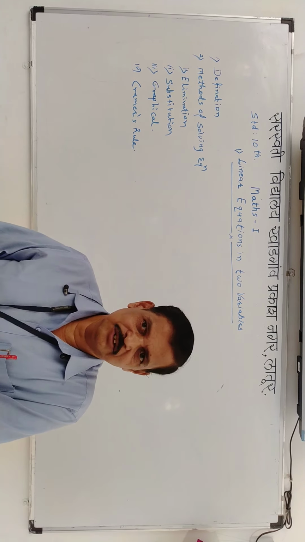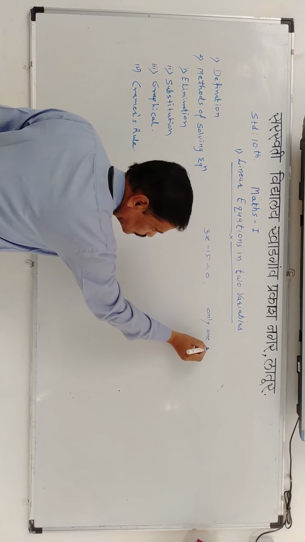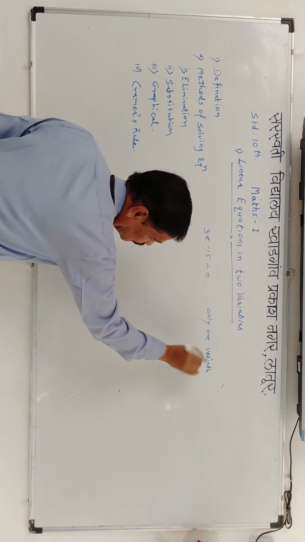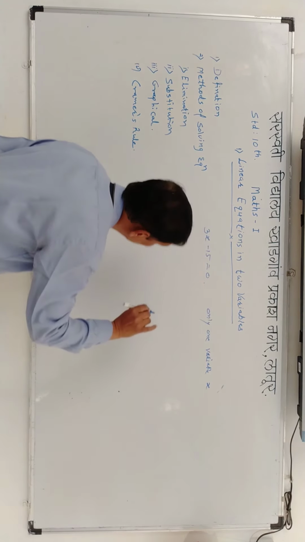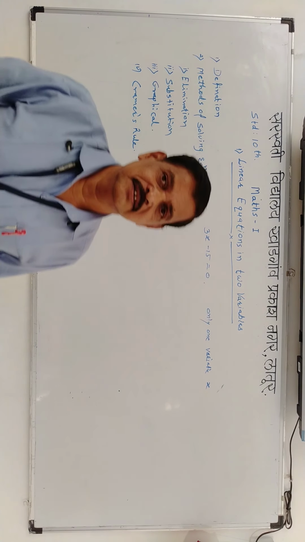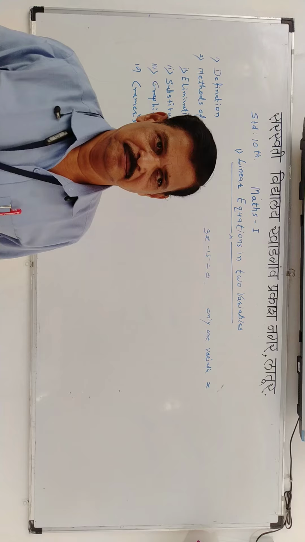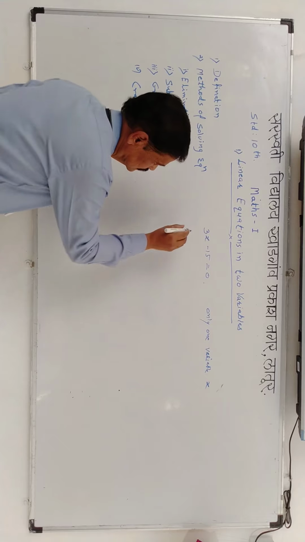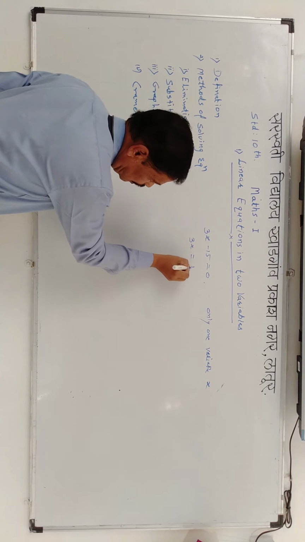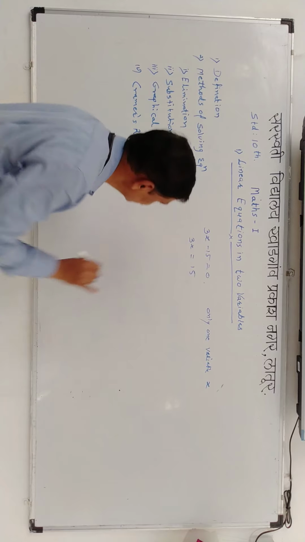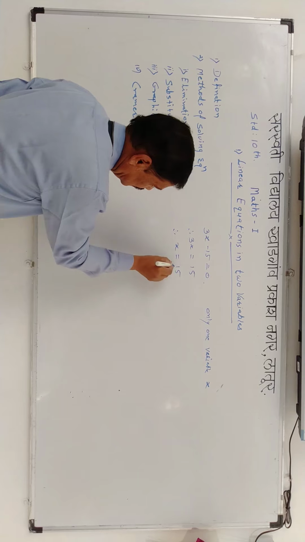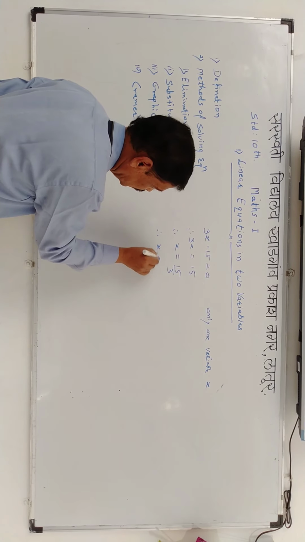How many variables are there? Only one variable, x is there, and so it is a one variable equation. It is also a linear equation. Why? Because when we solve it, 3x is equal to 15, x is equal to 15 by 3. Therefore, x is equal to 5.